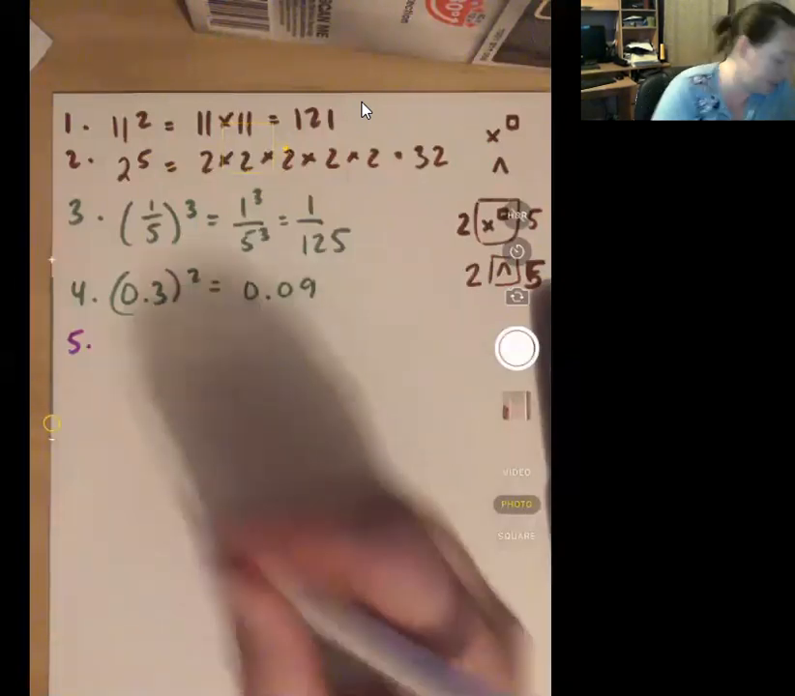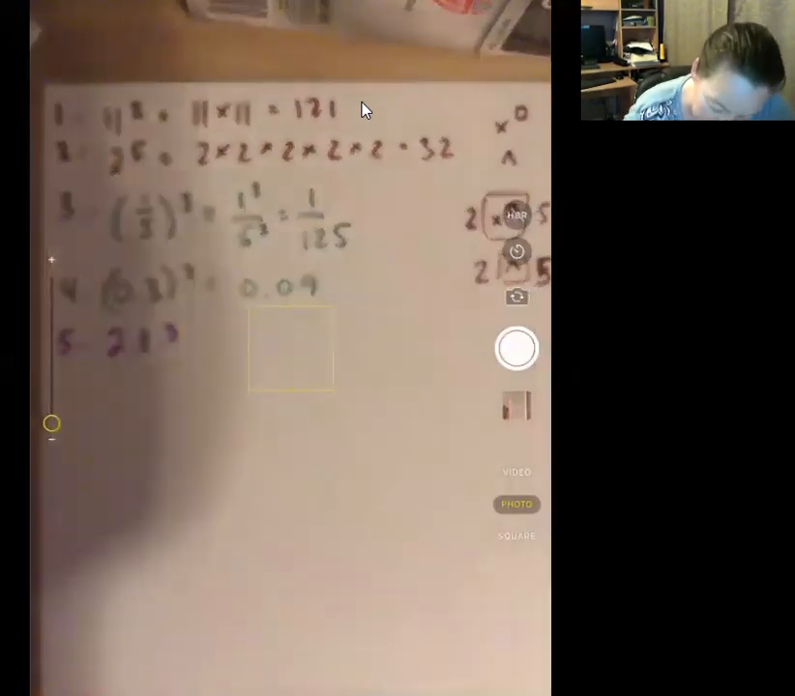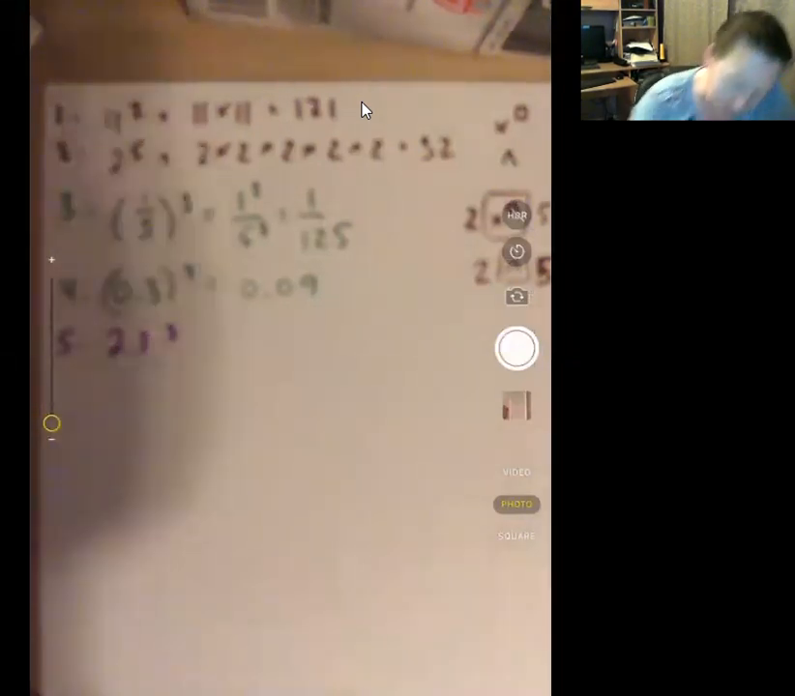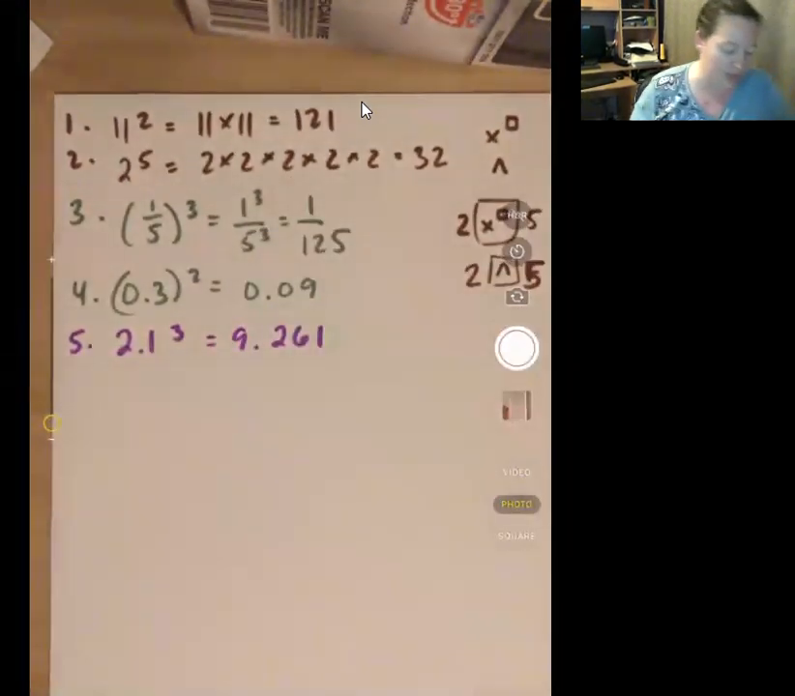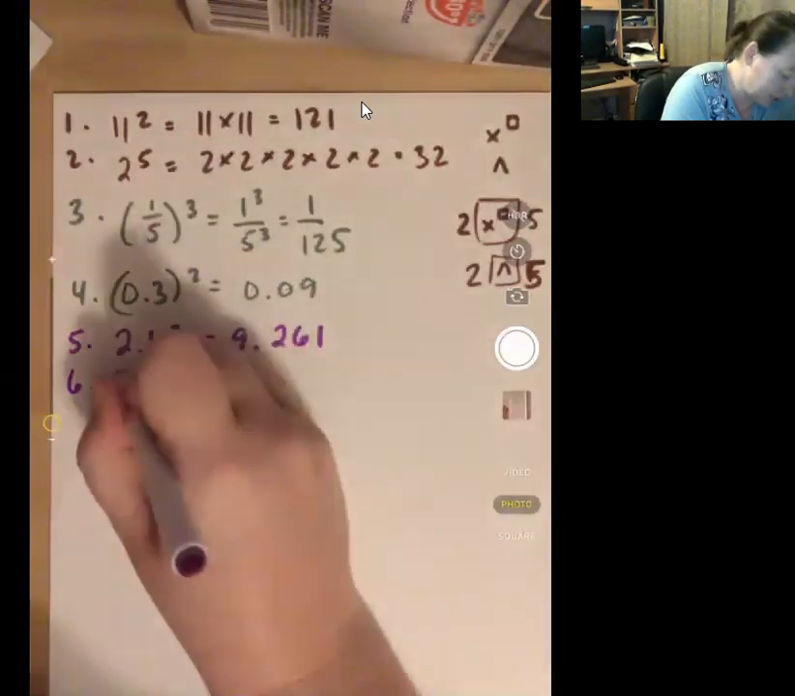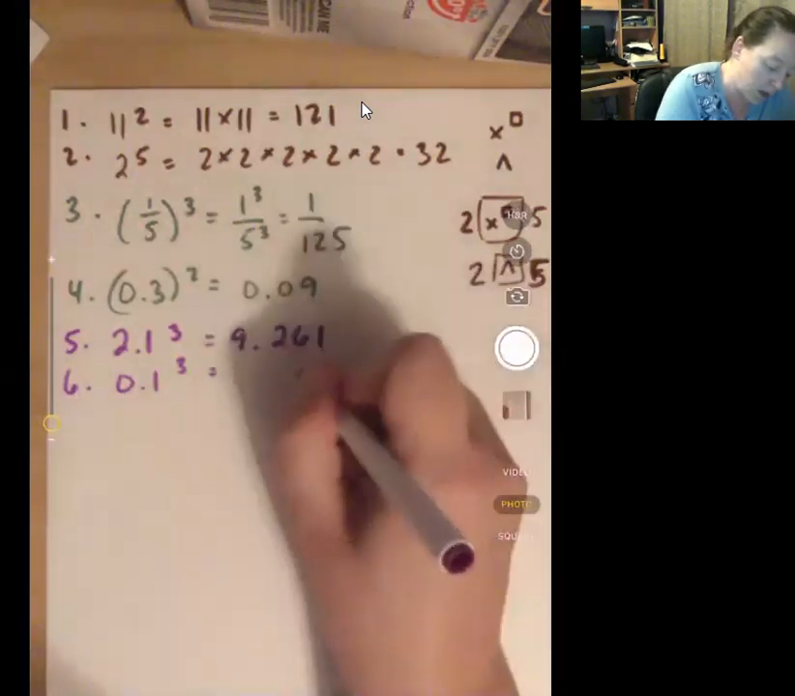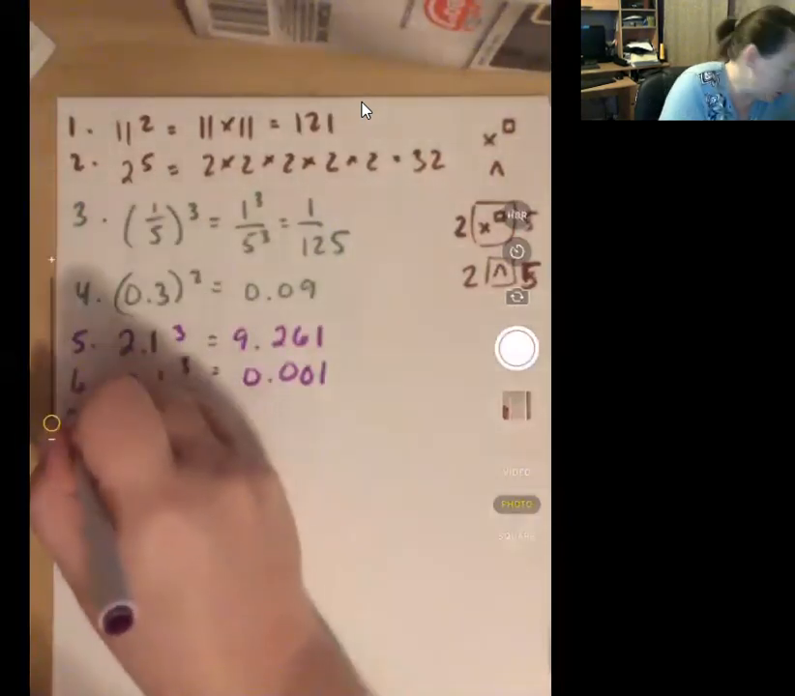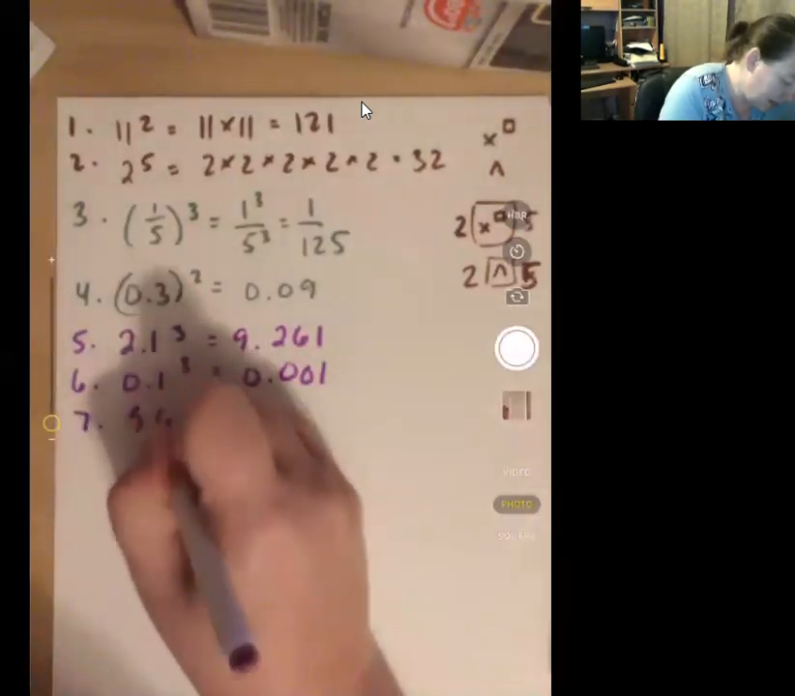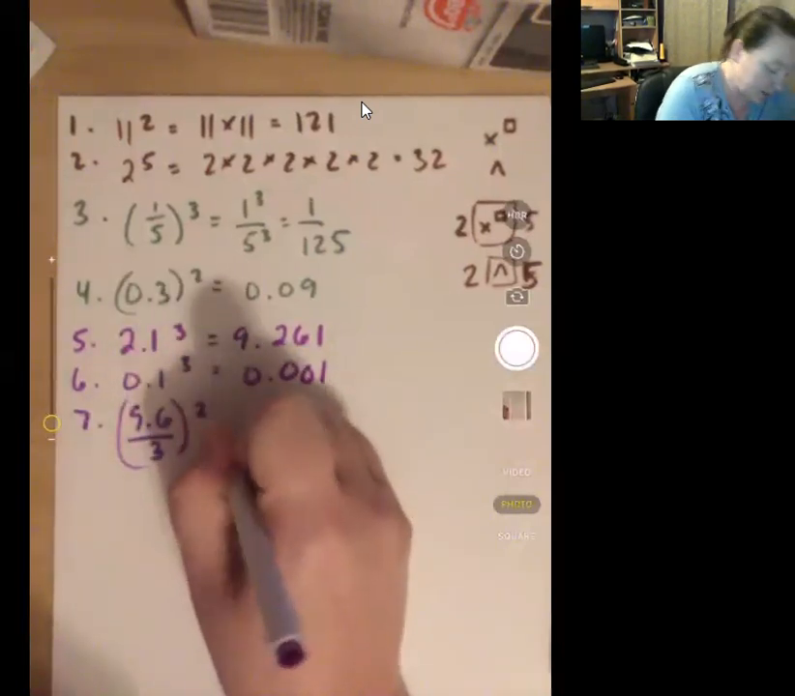With 2 decimal points, you move it over twice, so you end up with 9/100. Number 5 is 2.1 to the 3rd. So 2 and 1/10 to the 3rd, which gives me 9 and 261 thousandths. Number 6 is 1/10 to the 3rd, so that'll be a 1, but then 3 times over for 1,000th.